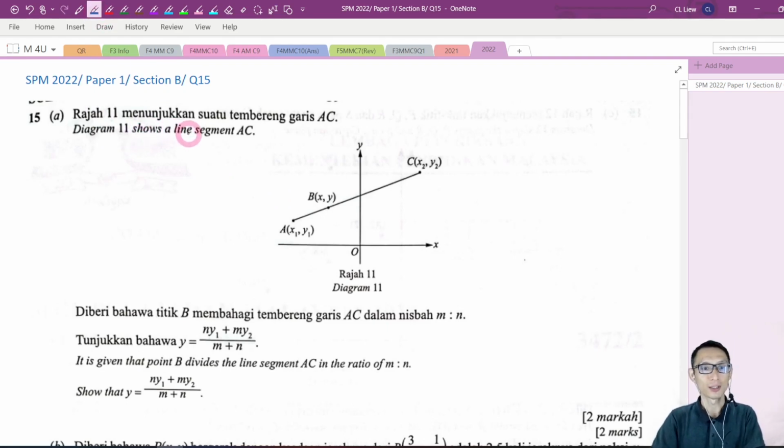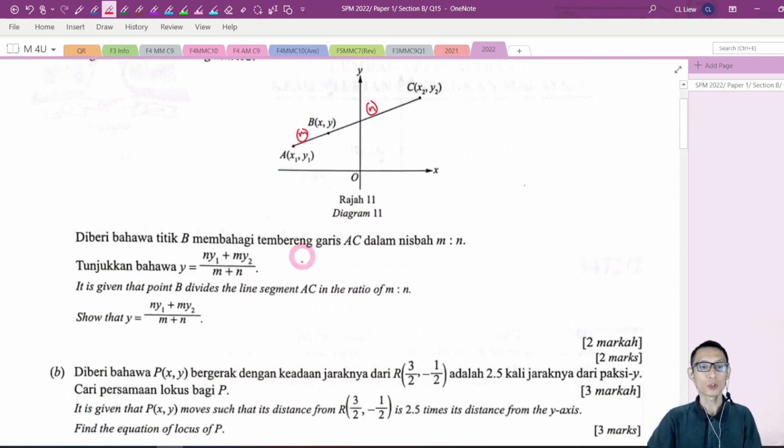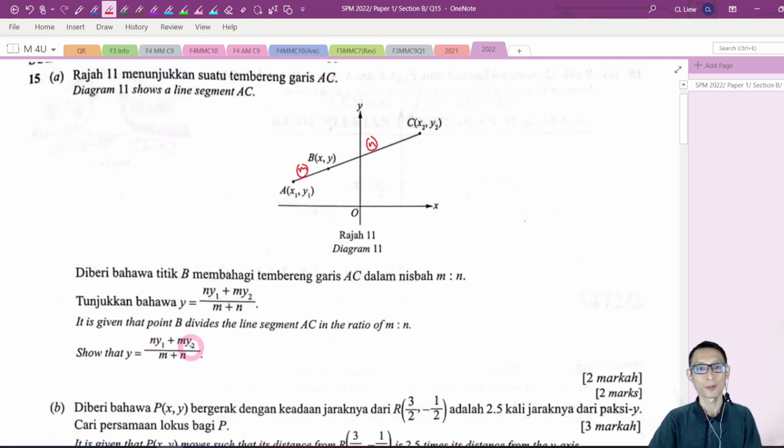Diagram 11 shows a line segment AC. Okay, we have a line segment AC over here. It is given that point B divides the line segment AC in the ratio of m is to n. This is m and this is n. Okay, we want to show that y is equal to this. Okay, in the previous video I showed you about this one also, right?